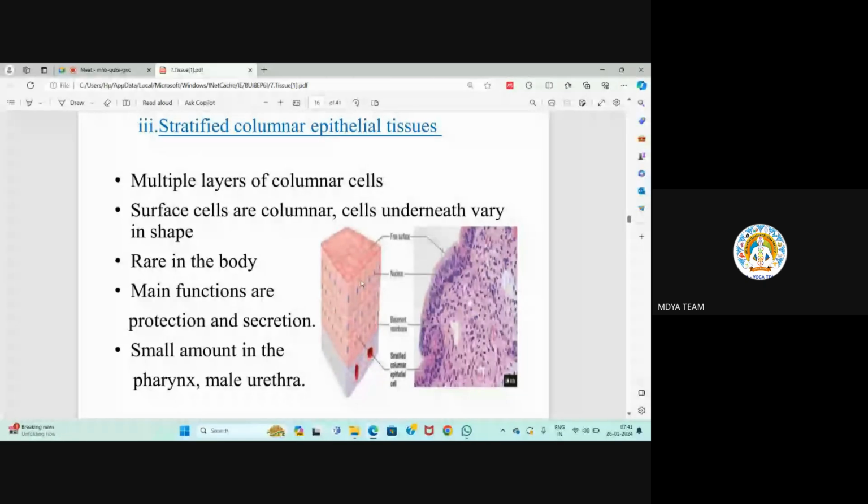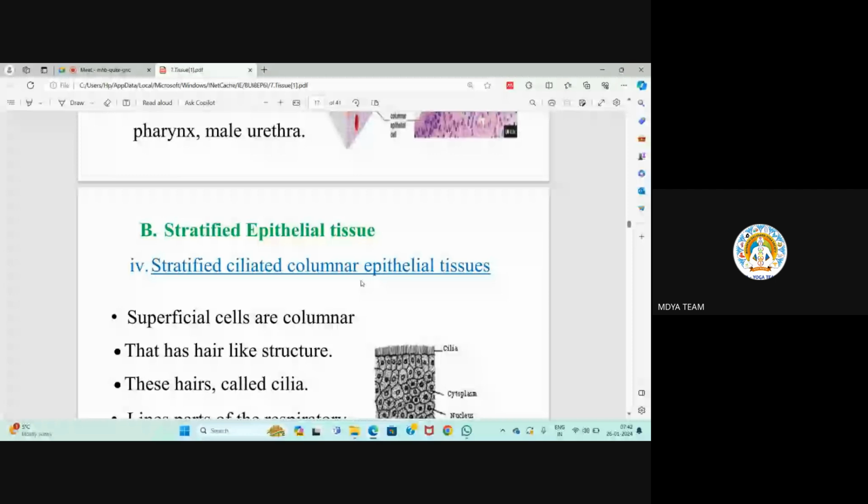What is the pharynx? The vocal cord, ma'am, or near it. Yes, it is the vocal cord or voice box. Okay, and the male urethra. In these places, we can find stratified columnar epithelial tissue.